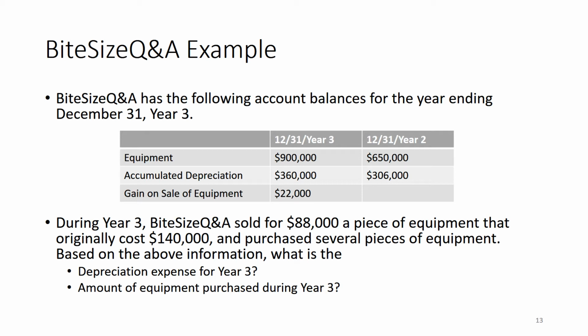of equipment of $22,000. During the year, Bite-Size Q&A sold for $88,000 a piece of equipment that originally cost $140,000 and purchased several pieces of equipment. Based on the above information, what is the depreciation expense for year 3, and what is the amount of equipment purchased during year 3?